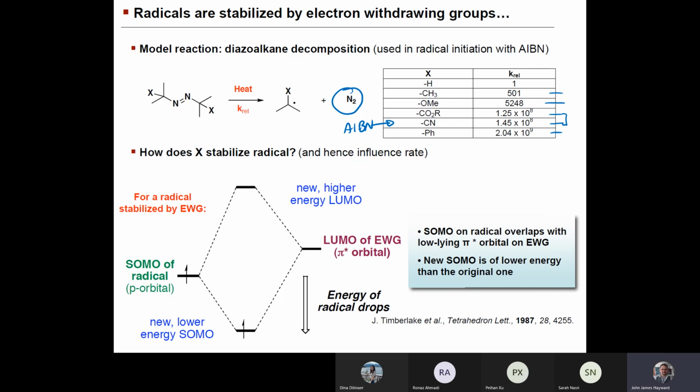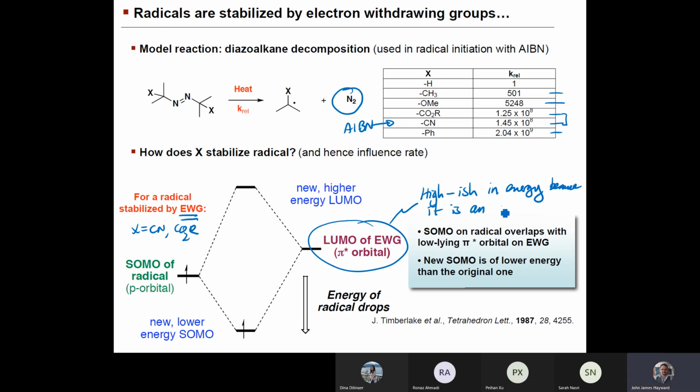Well, we'll tell you. So, how does X stabilize a radical? For a radical that's stabilized by an electron withdrawing group, where X equals CN or CO2R, we're going to draw this molecular orbital diagram here. There is a LUMO, a pi star corresponding to this electron withdrawing group. This is an empty orbital and it's relatively high in energy, because it is an antibonding orbital, so it's higher in energy than a bonding or non-bonding orbital. The SOMO, the singly occupied molecular orbital of the radical, is non-bonding.